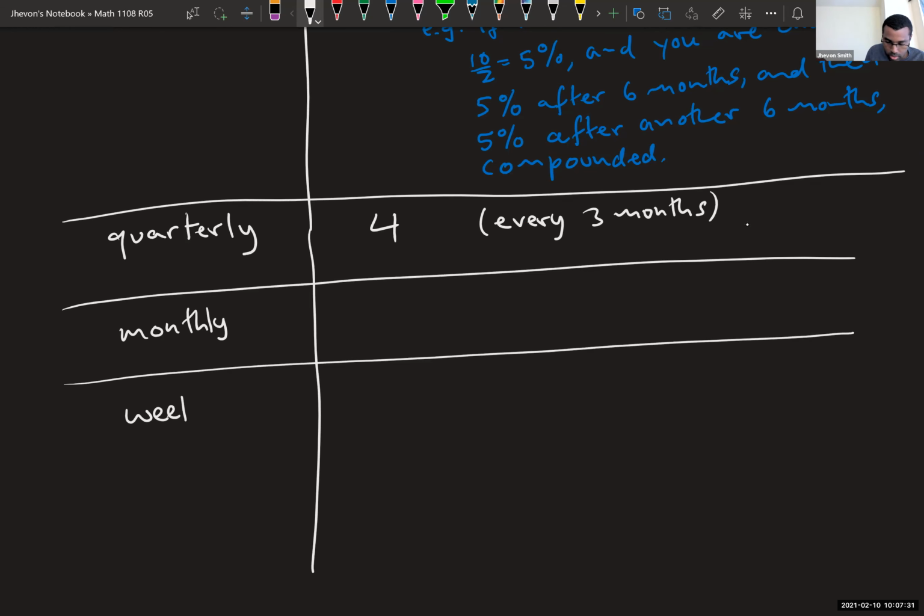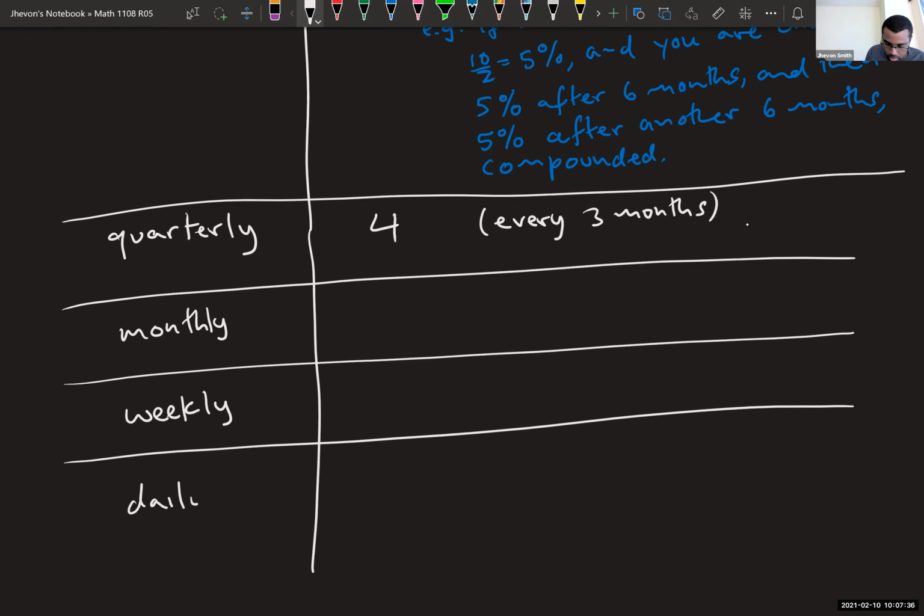Weekly and daily. Now, this is obvious, but not so obvious because of leap years and all that, and you might ask, what if it's 28 days in February this year? It doesn't matter. They standardize these numbers.